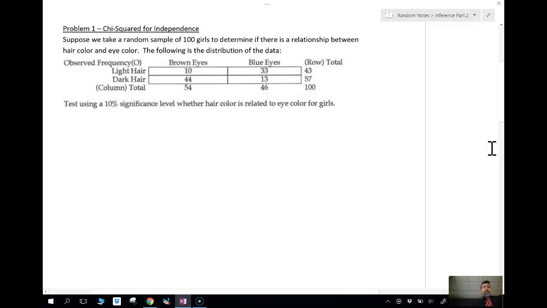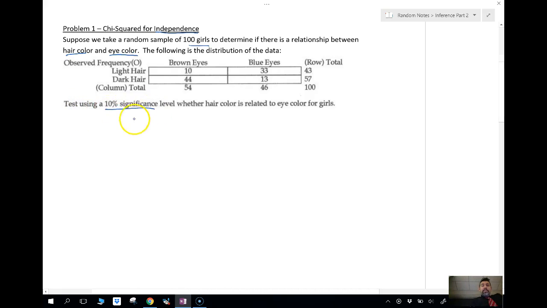Okay. So for the first one here, this is gonna be a chi-square for independence. And the way we can tell this is by the problem itself. Suppose we take a random sample of 100 girls to determine if there's a relationship between hair color and eye color. So we have two variables, hair color and eye color. So we know that since I'm talking about two variables, this is going to be either chi-squared independence or homogeneity.